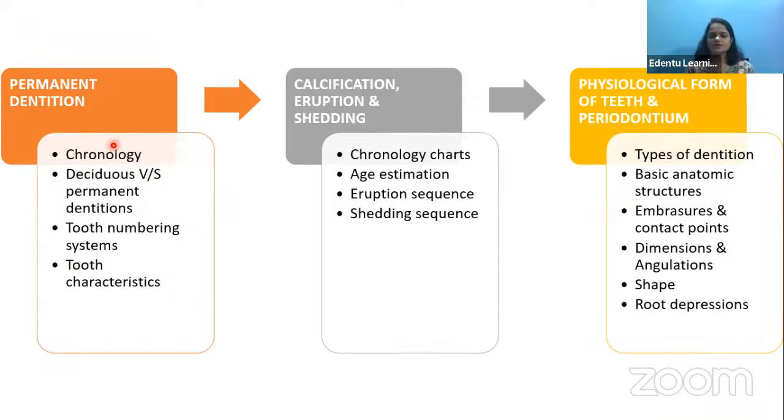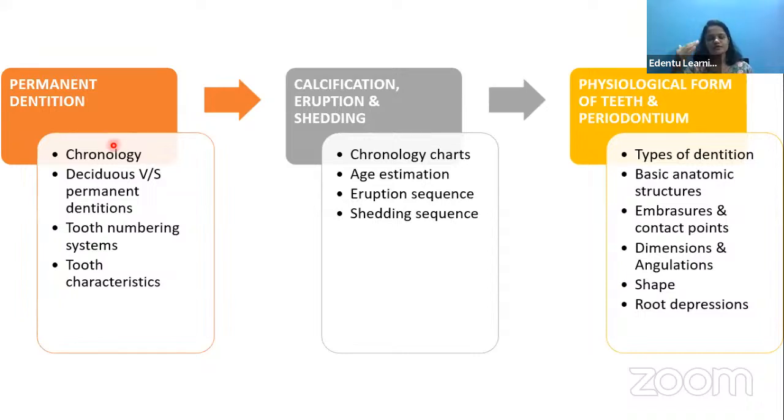First and foremost, the chronology. There are two tables of chronology. One is about the deciduous dentition and another one for the permanent dentition. In that, everything is given, like when the first calcification happens, when the crown completion occurs, when the root completion occurs, when the eruption happens, when the shedding happens. All those things will be given in those two tables. You must be thorough with those two tables.